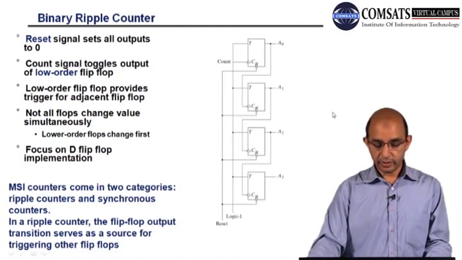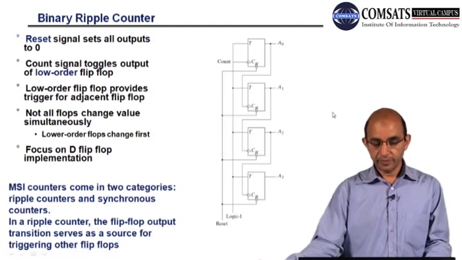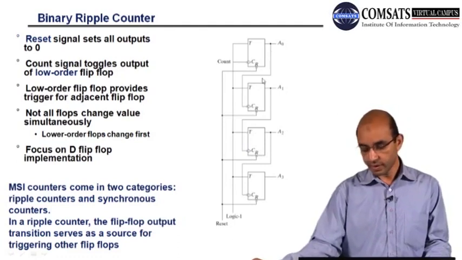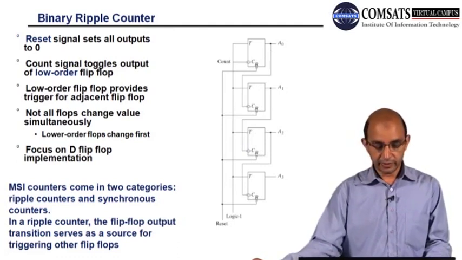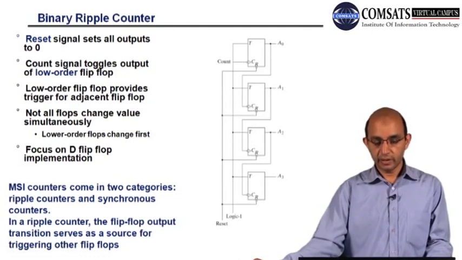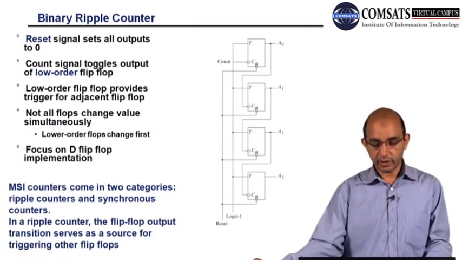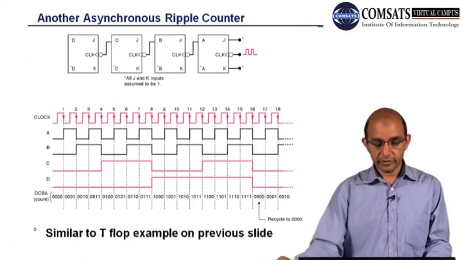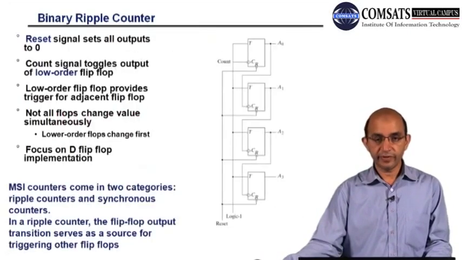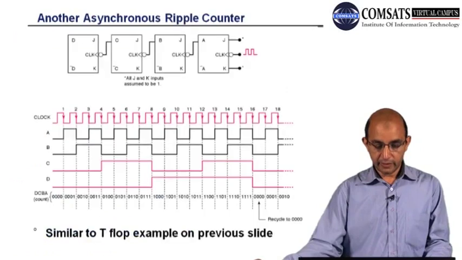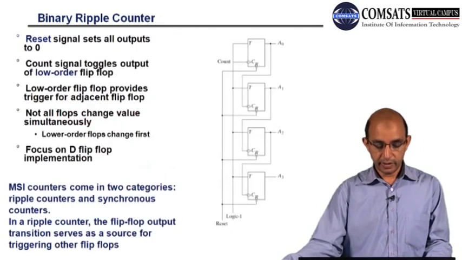So there will be a ripple effect. The clock will be moving step by step, like a ripple effect. That's why we named it a binary ripple counter. This is the asynchronous ripple counter. Here we have used T flip-flops, and here we have used JK flip-flops.